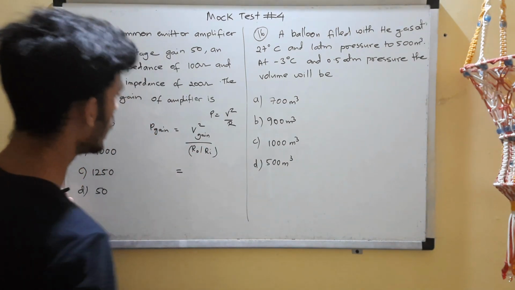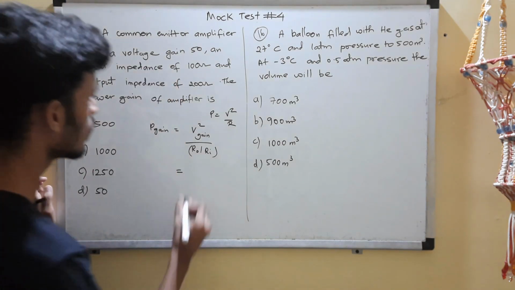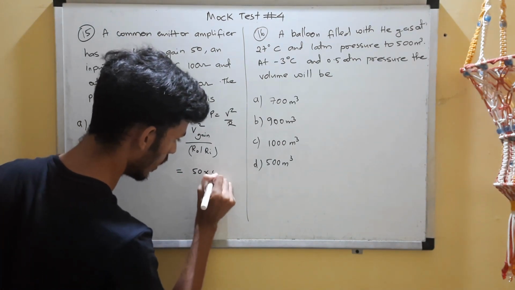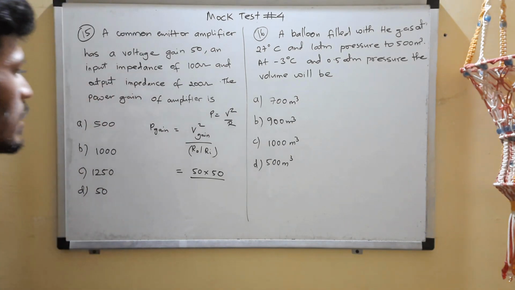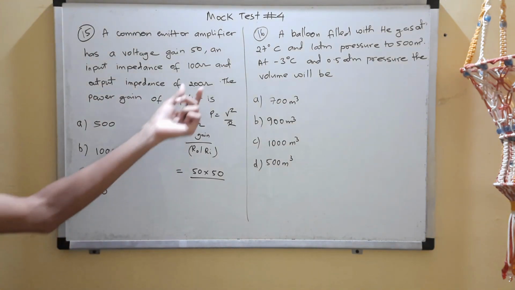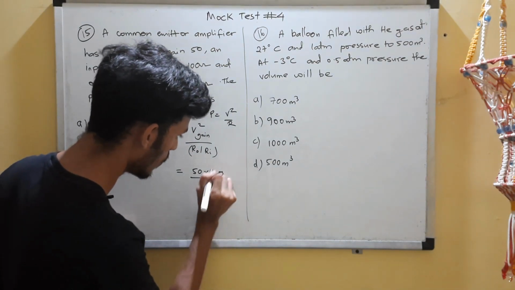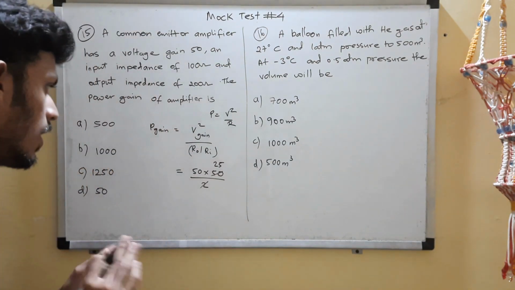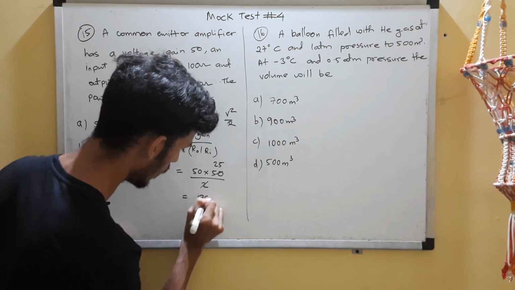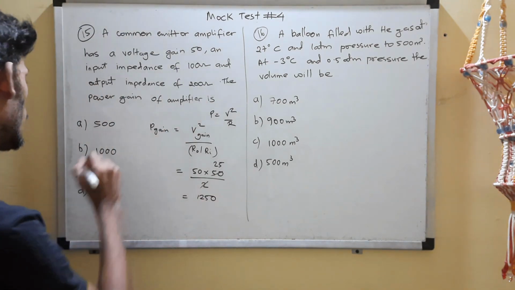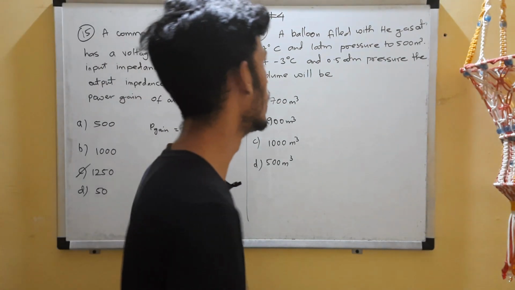So power gain will be simply the voltage gain square, so 50 into 50, divided by output resistance to input resistance. Output divided by input, that is 2, so 2500 divided by 2, 1250. So 1250 is the correct choice over here. Let's come to this one.